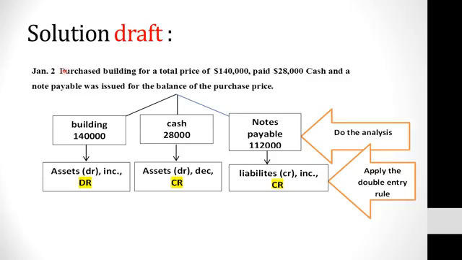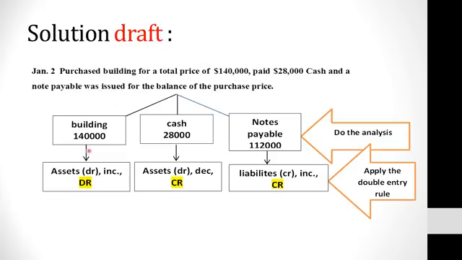How about January 2? January 2 purchased a building for a total price of 140,000, paid 28,000 cash, and a note payable was issued for the balance of the purchase price. If we analyze this transaction, we find that there are three involved accounts here: building, cash, and notes payable. So the question is, which of these is going to be placed in the debit and which within the credit side?